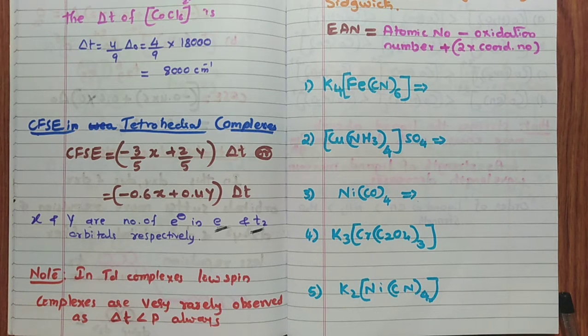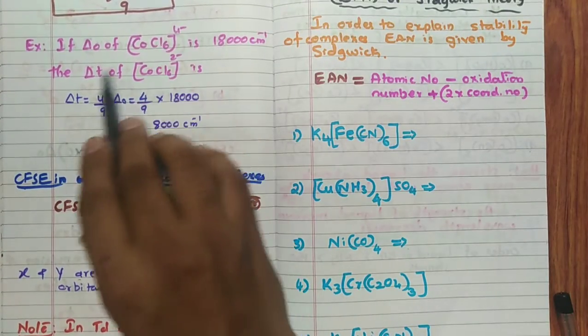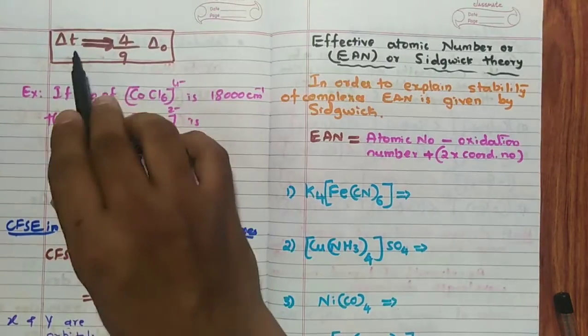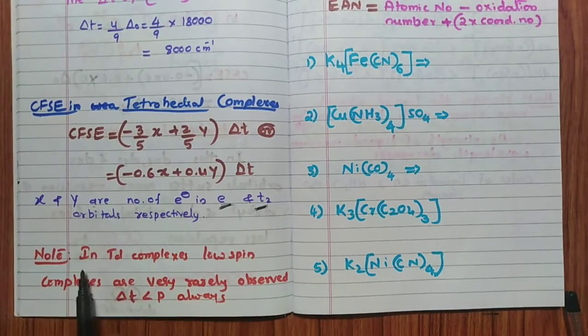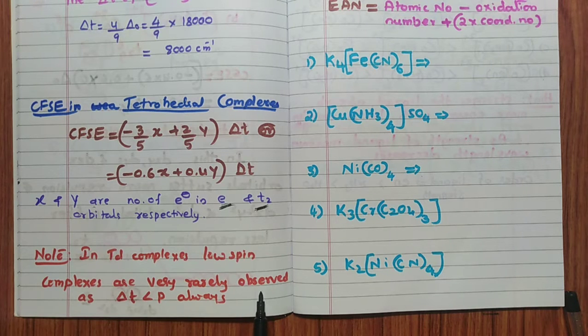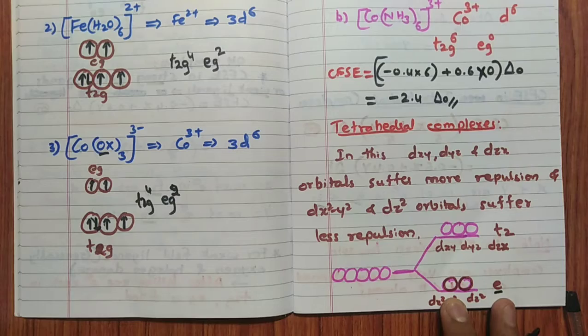But in most cases we have seen questions giving the delta naught of the octahedral complex, and they can ask you to calculate delta T. Remember this formula, delta T is equal to 4 by 9 delta naught. So two important notes: in tetrahedral complexes, low spin complexes are very, very rarely observed. The reason is that delta T, the CFSE, is always less than the pairing energy. Hence pairing does not take place. Always electrons will move to the upper level. After filling e, it directly goes to t2.